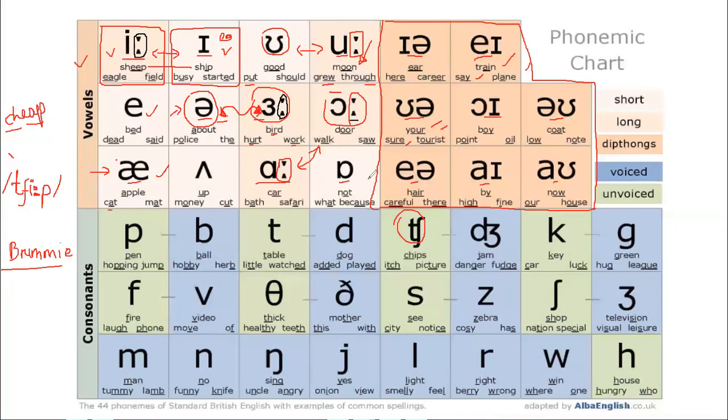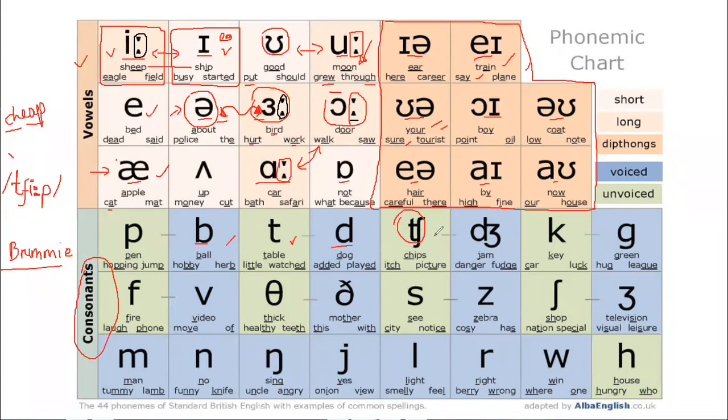If I continue with the other things, we have then the consonants. Repito, no es el alfabeto, son sonidos. We have pen, hopping, jump. We have bee, ball, hobby, herb. We have tea, table, little, watched. We have sound D, dog, added, and played. Then we have the sound ch. Okay, ch. Chips, itch, picture.